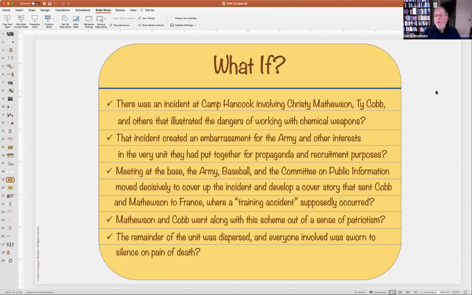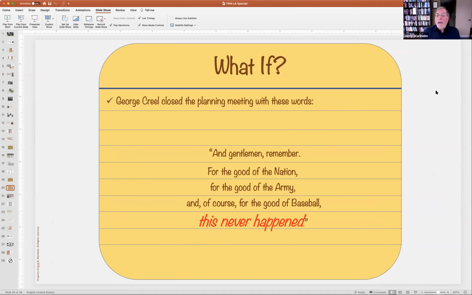They joined this unit because they were patriots, and they would go along with this when the significance of it becomes clear, that it's the patriotic thing to do. And let's say that everybody else in that unit is either sent home or sent to another camp or sent to the front. But before that happens, they're all sworn to silence on pain of death, because this is a national security matter. It's national security because of the propaganda, but also because perhaps of the nature of the particular incident that occurred. And what if George Creel, who by the end of the meeting is running the show, says, gentlemen, remember, for the good of the nation, for the good of the Army, and of course, for the good of baseball, this never happened.